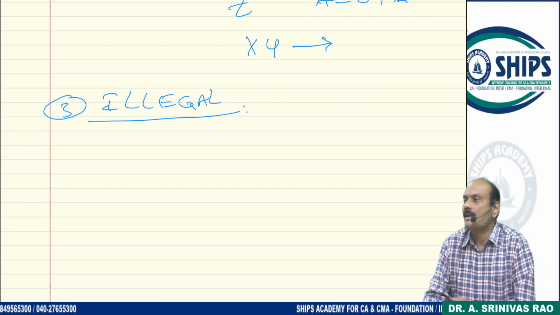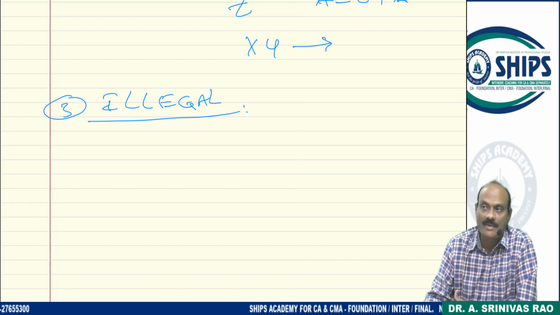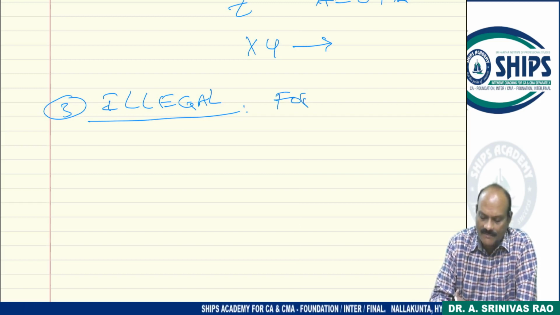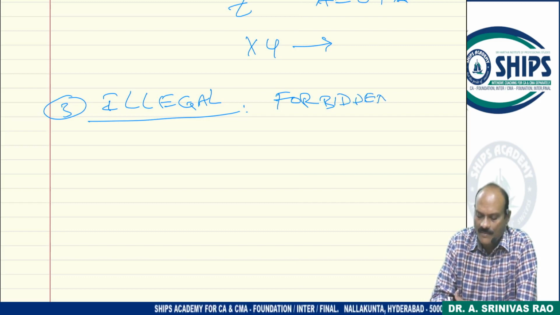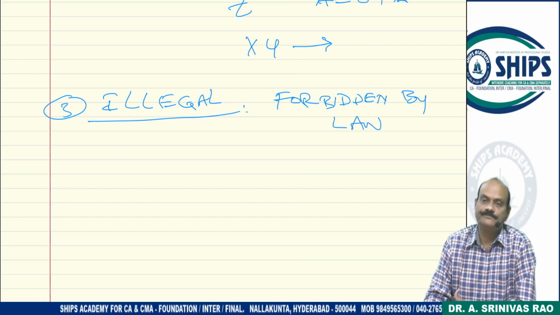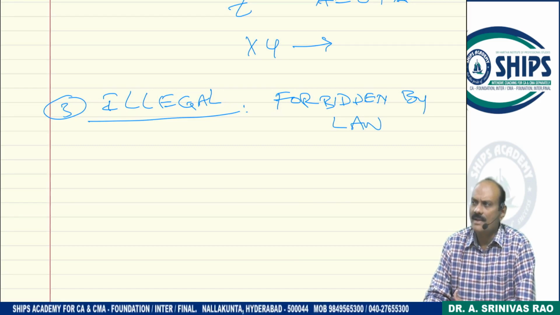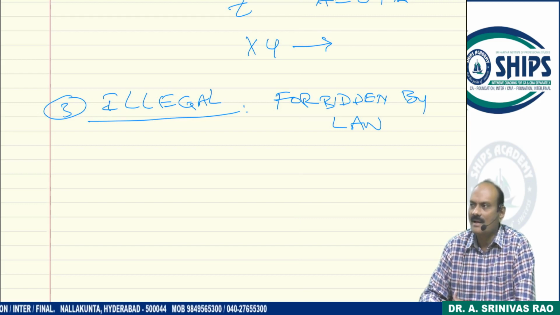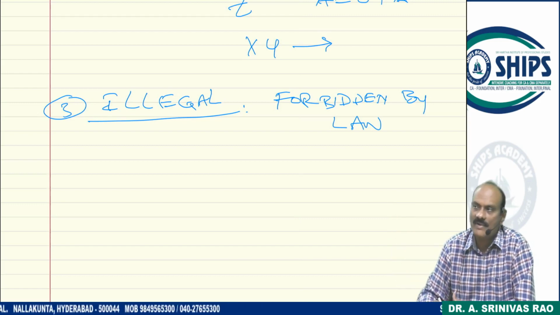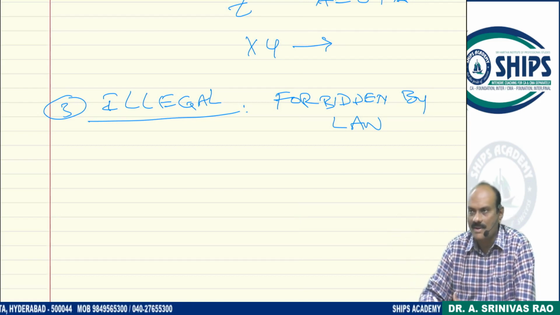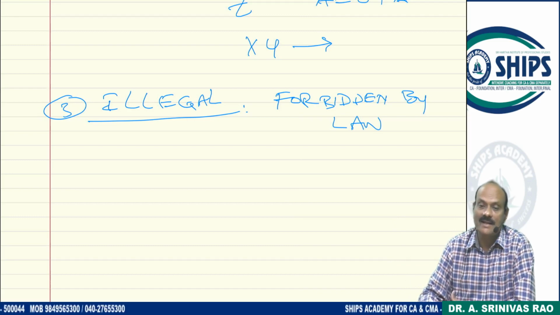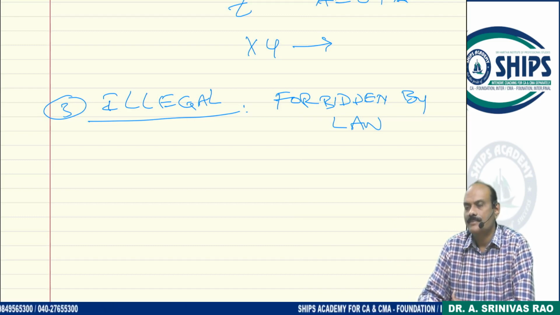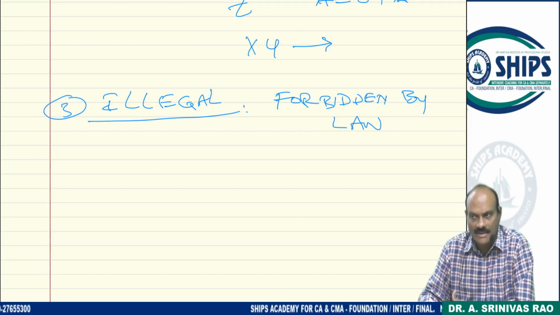Illegal. Right. An agreement forbidden by law. What is the meaning of forbidden? Forbidden means against the law. An agreement forbidden by law means our agreement is against the law. Fine. Continue. All illegal agreements are void.